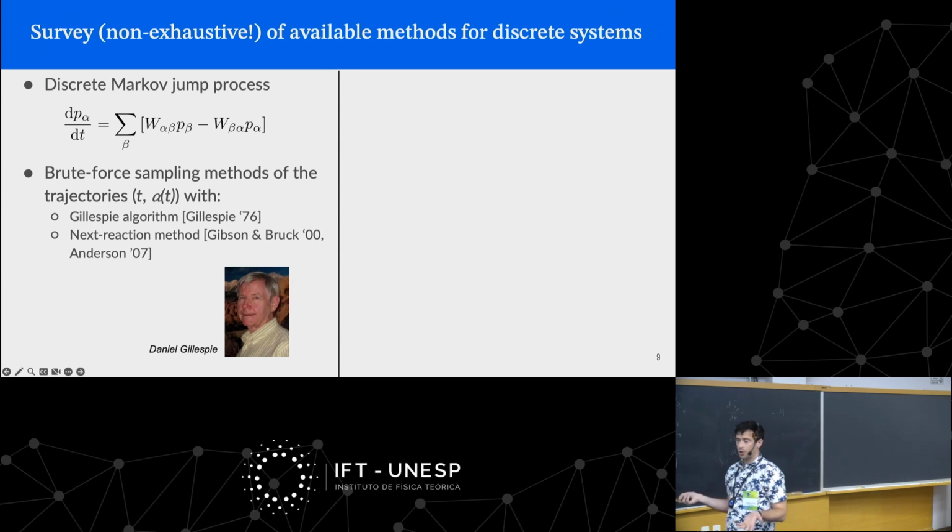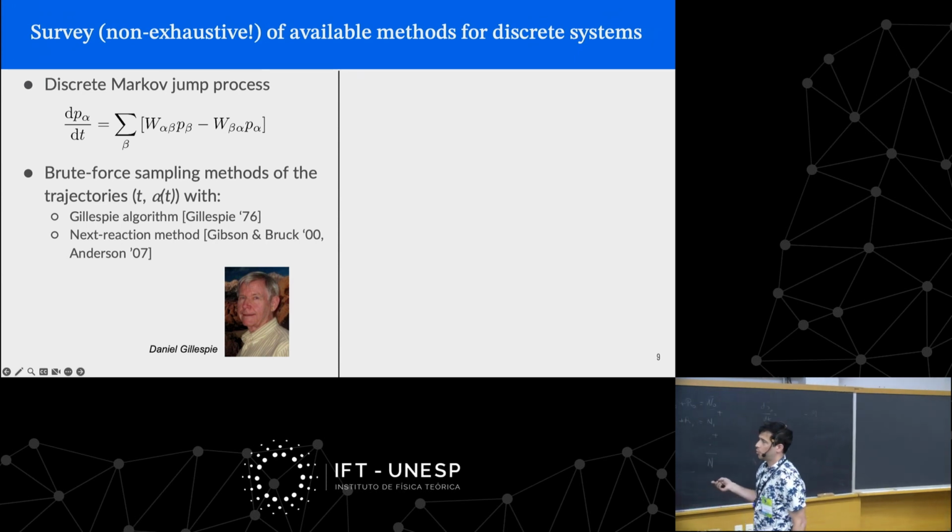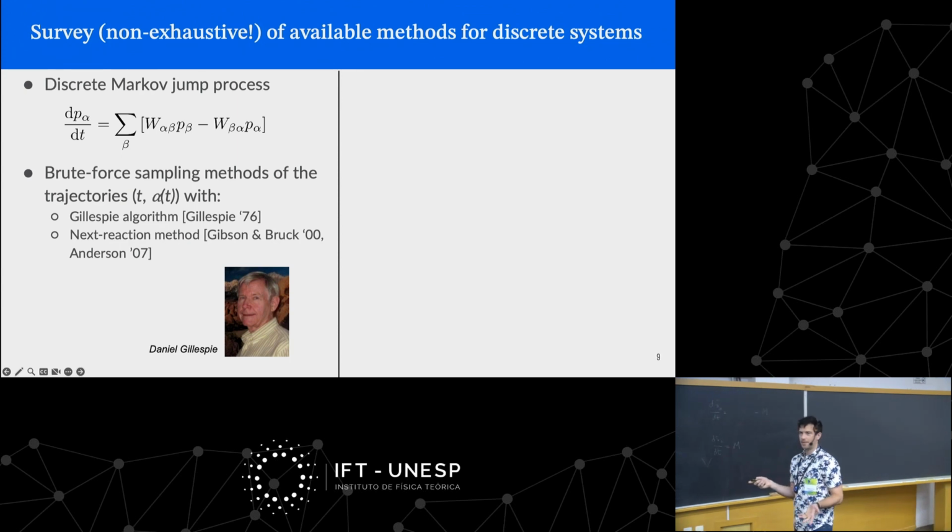So how would you answer the same question? Well, you could do it by brute force. You could use kinetic Monte Carlo to sample realizations of those paths, then filter those that end up in the state that interests you, and then look at the statistics. You have different methods available: the Gillespie algorithm, for example, or the next reaction method. This is possible, but as you might expect, it's very inefficient.